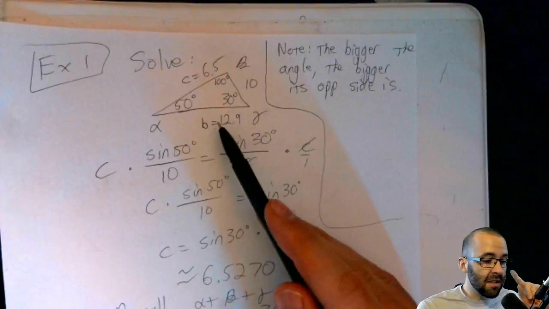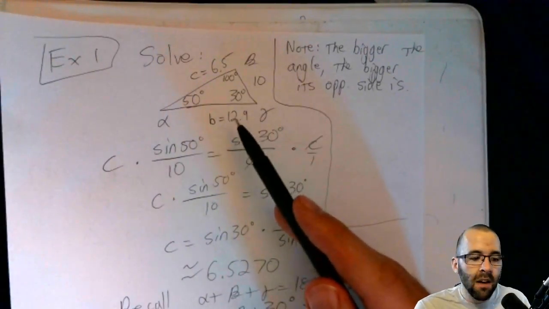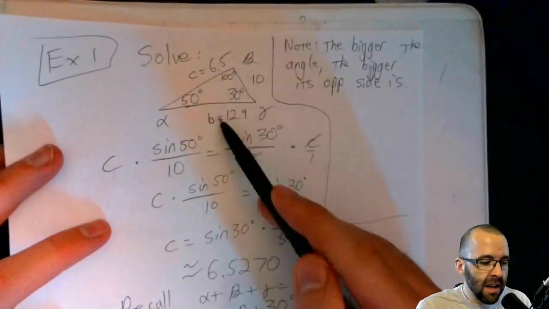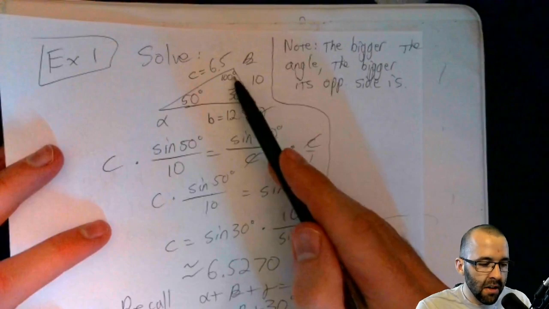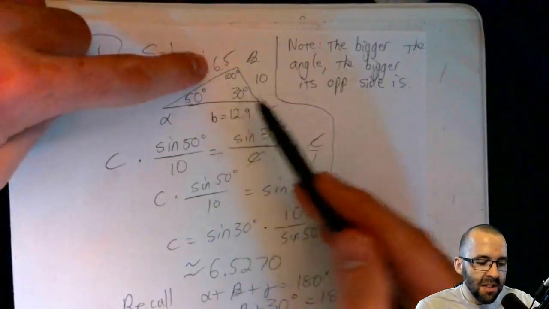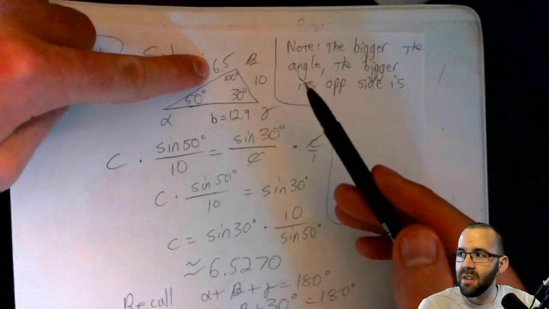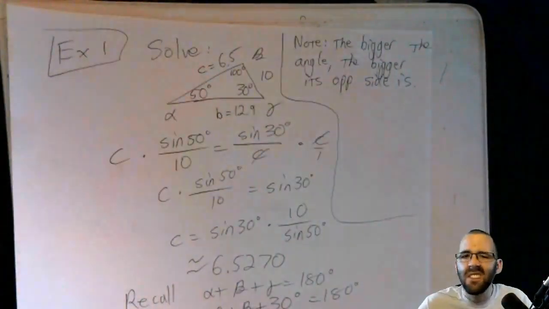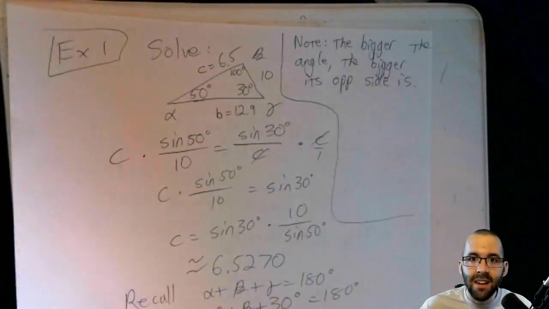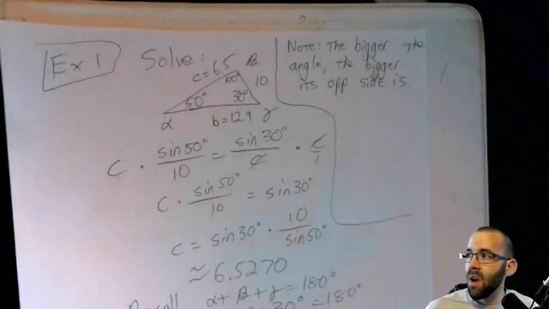So you can use this to check your answer. It's not a foolproof check, but it can catch a lot of mistakes, okay? Biggest side, biggest angle, good. What's the smallest angle? Smallest angle is 30 degrees. Its opposite side should also be the smallest side. And it is, 6.5 is the smallest side, okay? So just a little gut check, a little way to make sure that you didn't make a huge mistake. All right. We're going to be trying to do that with every single one of these problems.